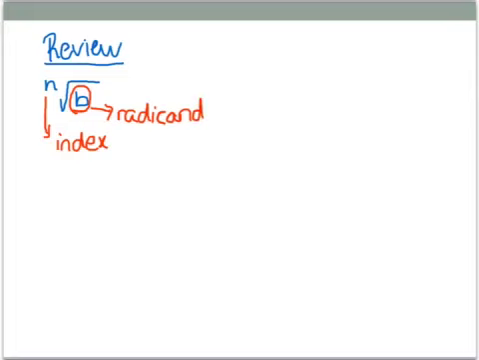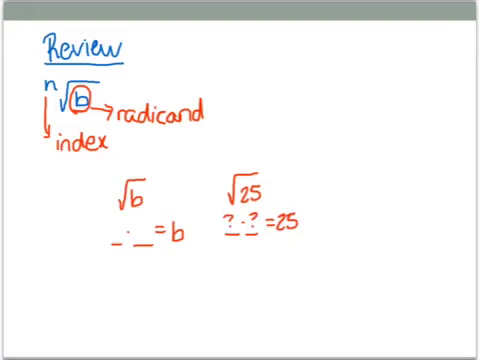So specifically, let's focus on square roots. If I have the square root of b, what I'm asking is what two values can I multiply together, it's got to be the same value, that gives you b. So if I have the square root of 25, what times itself gives me 25? That's got to be 5. So the square root of 25 is 5.